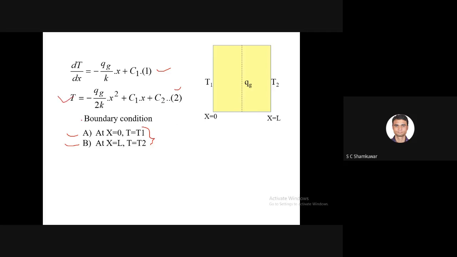Now to equation 2, apply boundary condition A. What will you get? T equal to, at x = 0, 0 plus 0 plus C2, isn't it? So what will you get? C2 = T1. So you will get the constant value, that is T1. Understood?